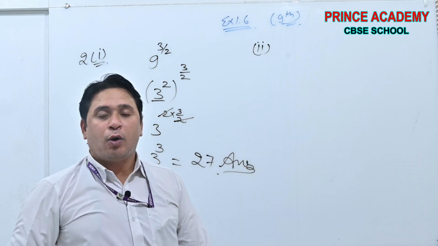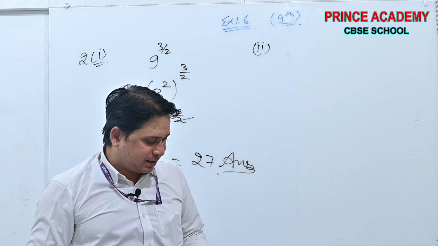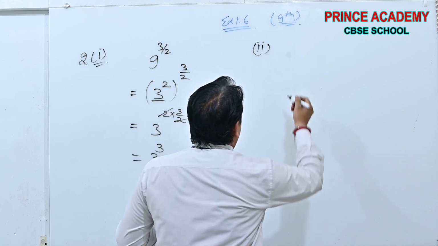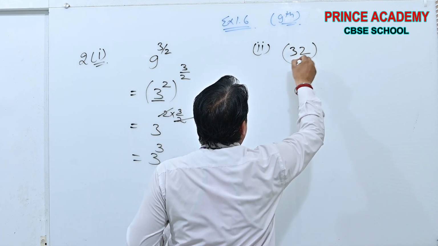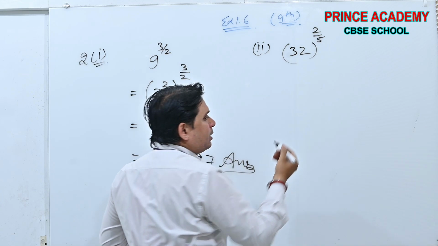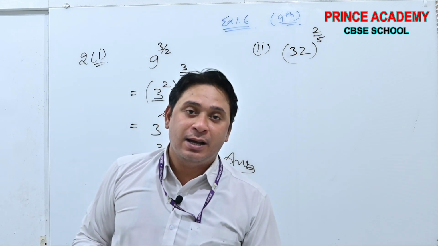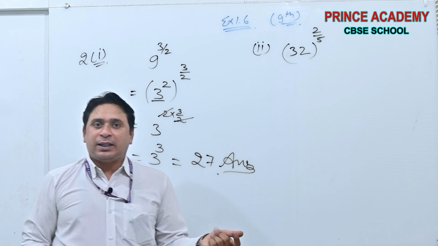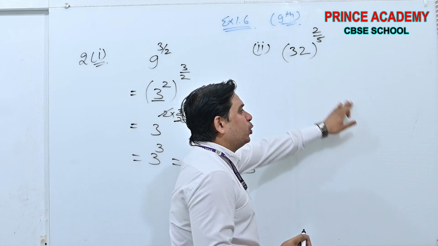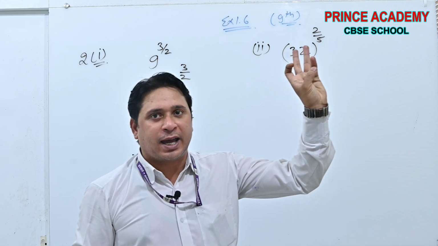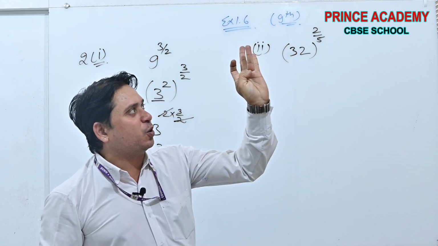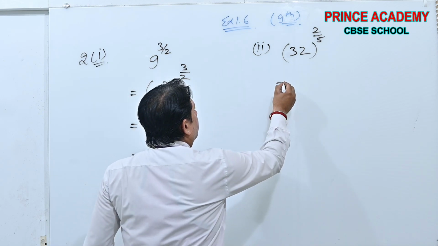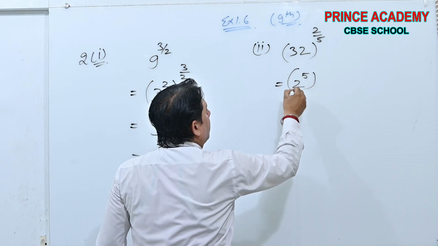Okay. Now question number 2, part second: 32 raised to power 2 by 5. Once again beta, express the base in terms of its prime factors. And here 2, 2, 2, 2, 2. 2 2s are 4, 2 4s are 8, 2 8s are 16 and 2 16s are 32. 5 2s are multiplied. 2 raised to power 5.